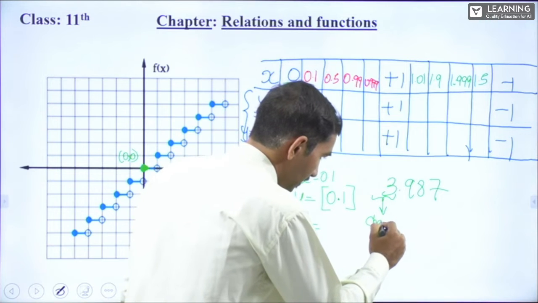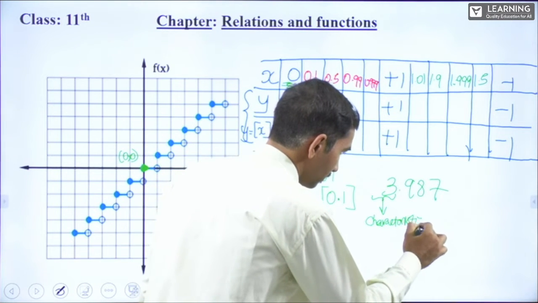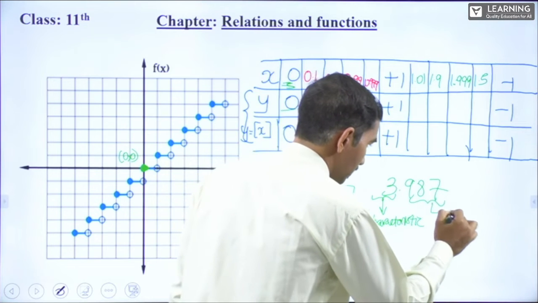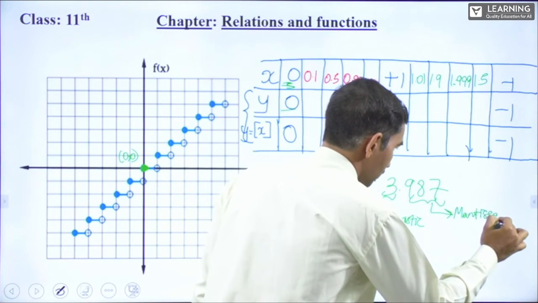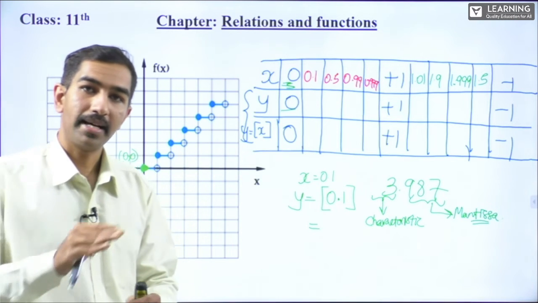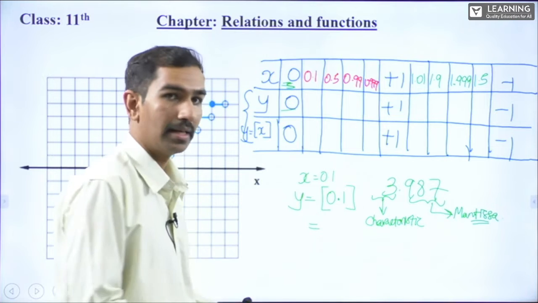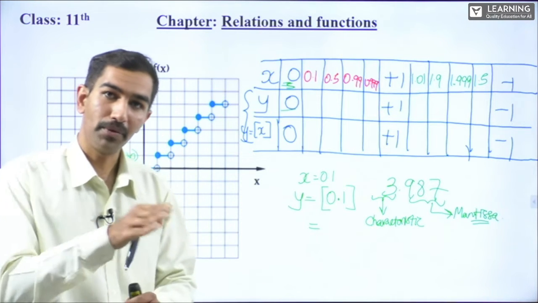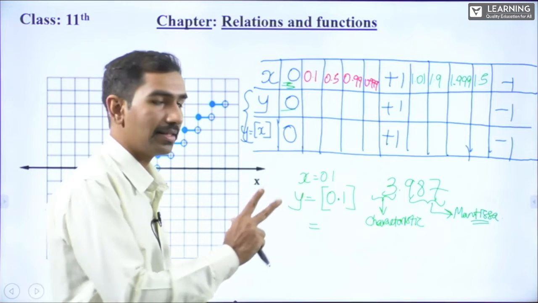This is called as characteristic. And what is this called as? This is called as mantissa. Whatever digits are after the decimal point, what are they called as? Mantissa. Whatever digits are before the decimal point, what are they called as? They are called as characteristic.